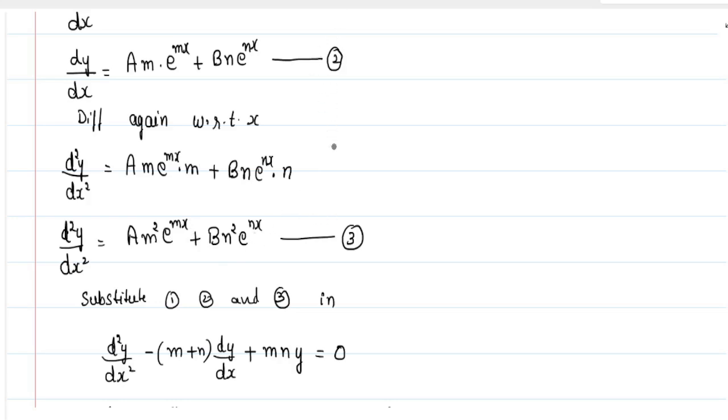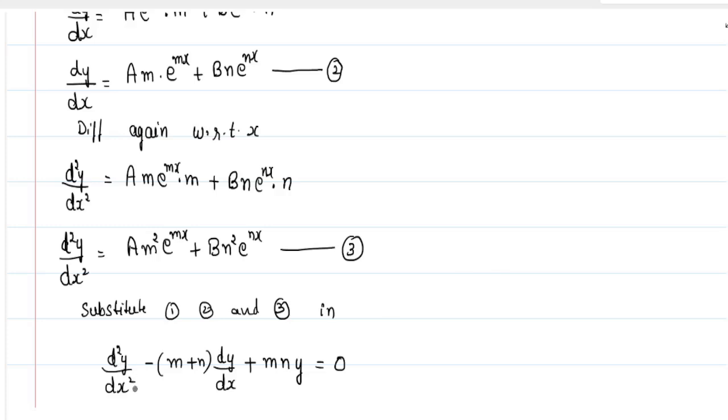Now we'll substitute 1, 2 and 3 in d square y by dx square minus (m plus n) dy/dx plus mn y equal to 0.